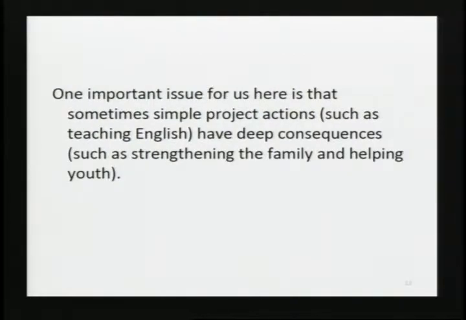One important issue for us here is that sometimes simple project actions, such as teaching English, have deep consequences, such as strengthening the family and helping youth. This is a really important point for us to keep in mind throughout this course, and also when you are on your own as a social entrepreneur, that sometimes the specific issue that we're addressing, in this case teaching English, might have much more significant, deeper consequences, in this case, such as strengthening the family and helping youth.